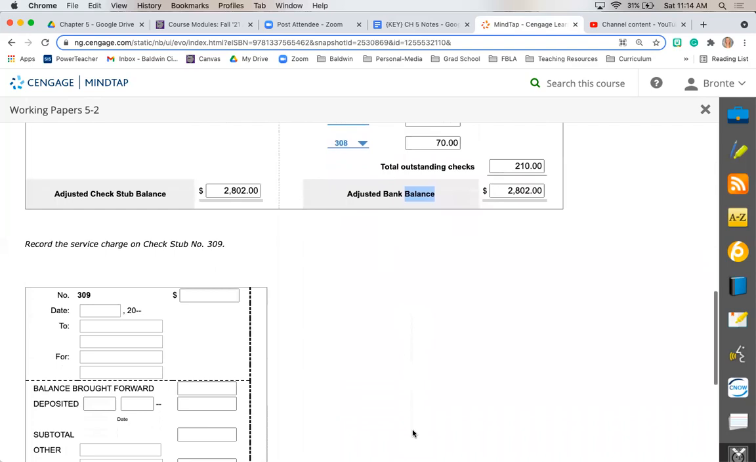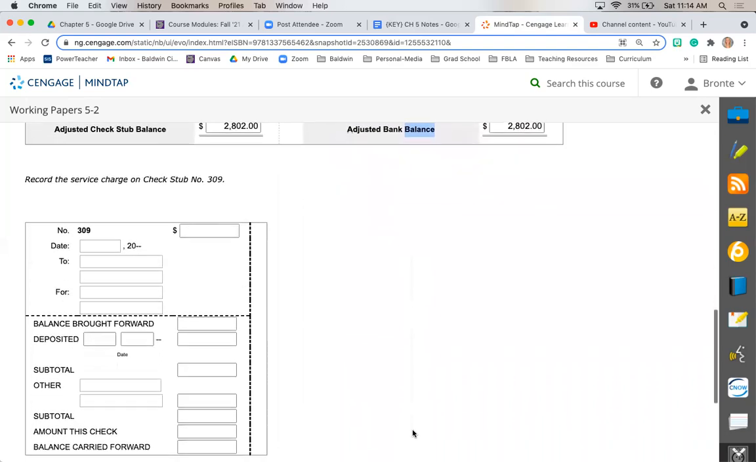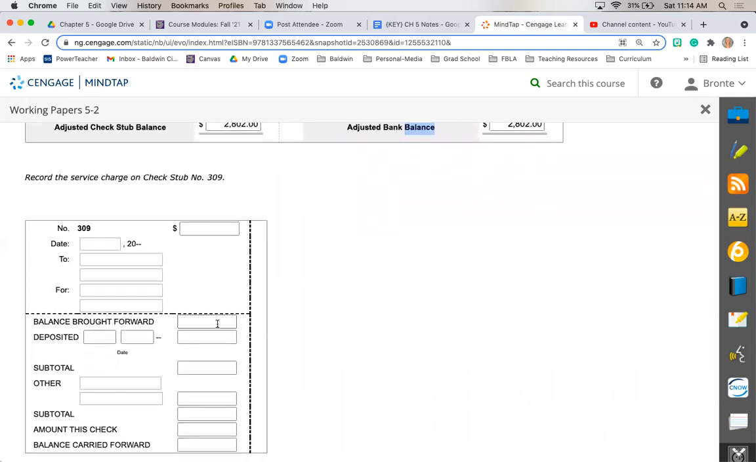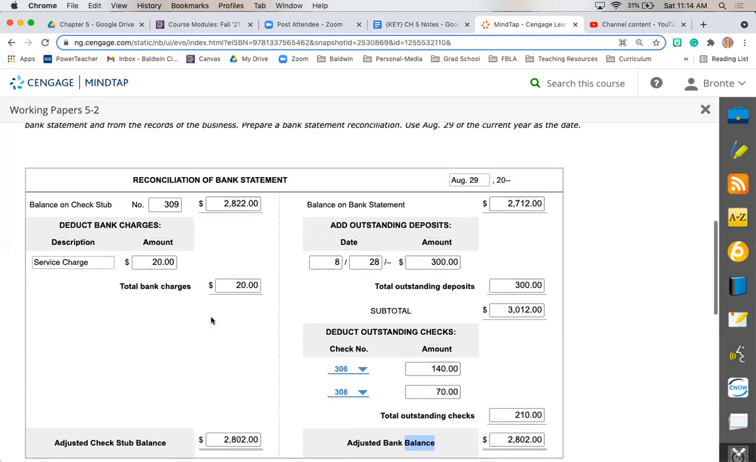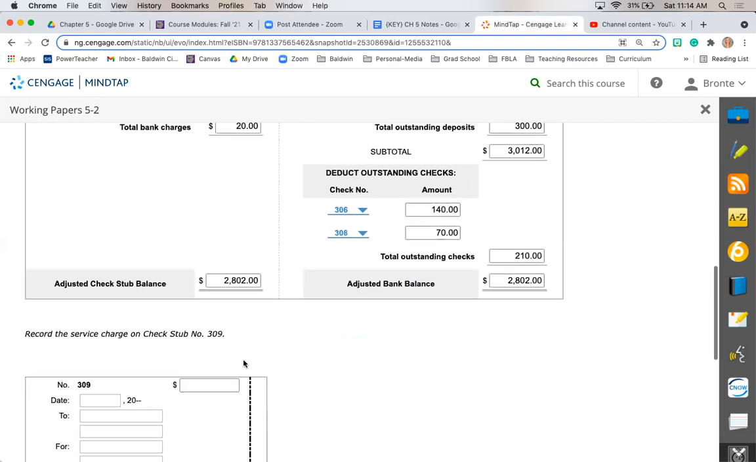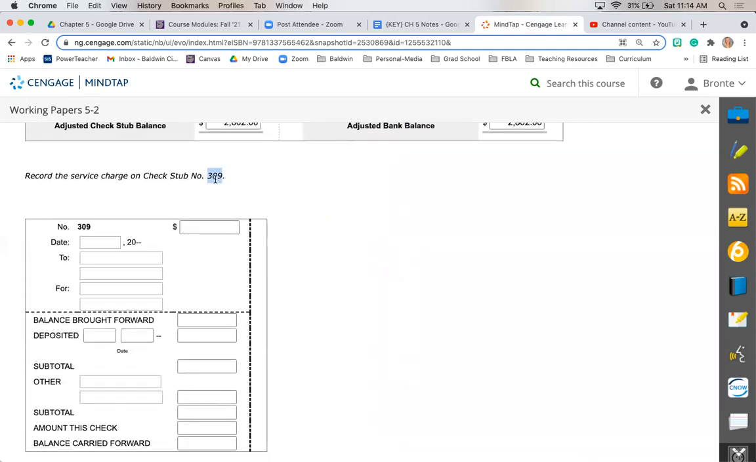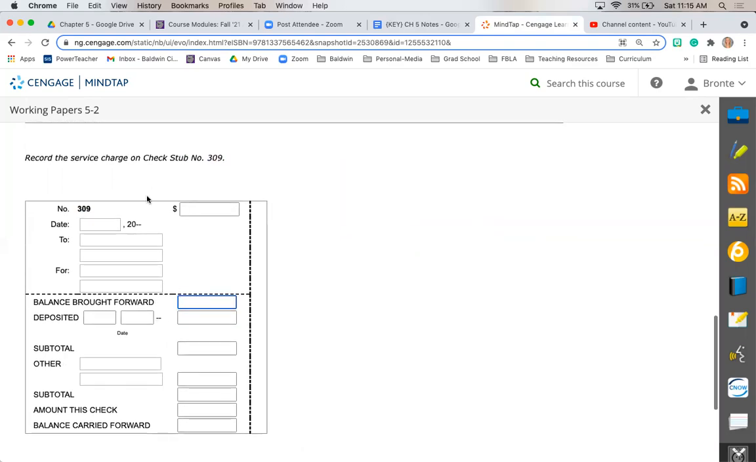Next, we're going to record that service charge on that same check stub. So our current balance on this check stub, check stub 309, is $2,822. Remember, this top part is just for the check. So we're in the bottom, $2,822. We don't have to worry about anything on the deposit.